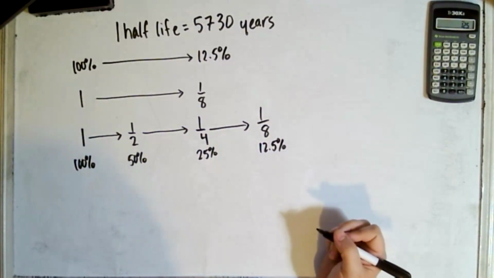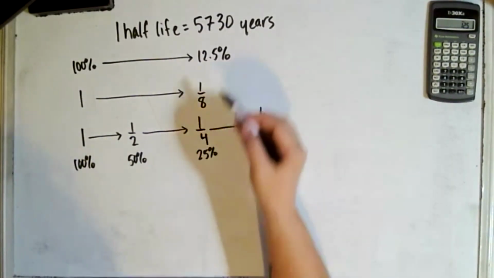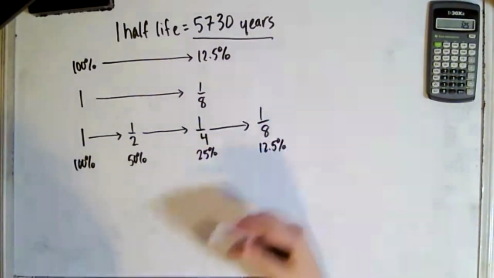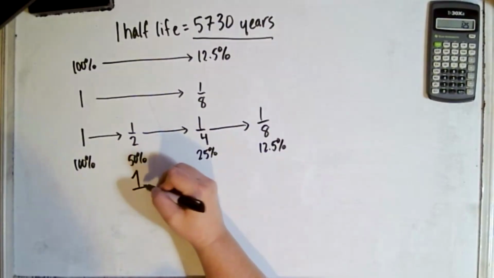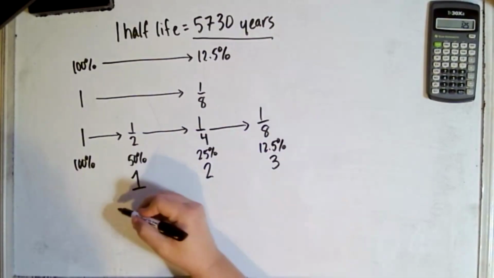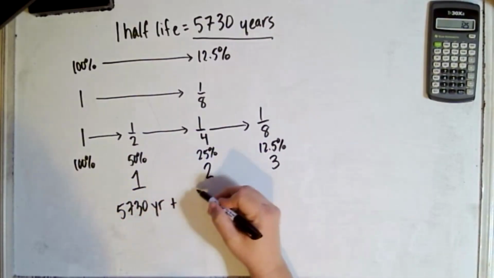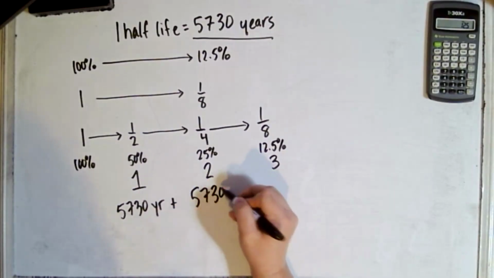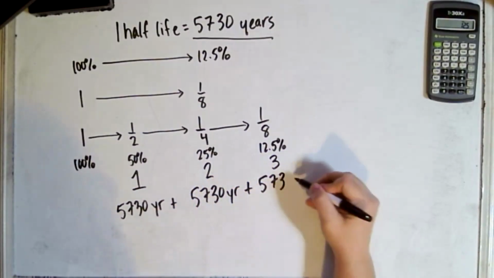Okay. In this case, we're looking at carbon-14. So every one of these half-lives that go by is going to be an extra 5,730 years. So this is half-life 1, this is half-life 2, this is half-life 3. So this is 5,730 years plus 5,730 years plus 5,730 years.